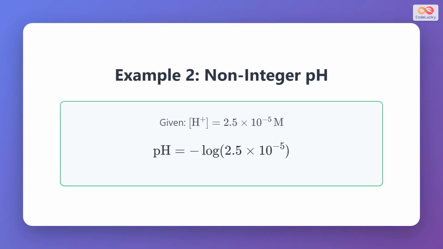Let's try a more complex example. Suppose the hydrogen ion concentration is 2.5 × 10^-5 molar. Using our formula, pH = -log(2.5 × 10^-5). This example will result in a non-integer pH value, which is very common in real-world situations.